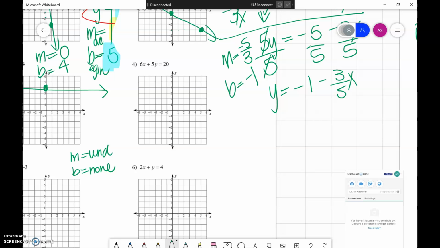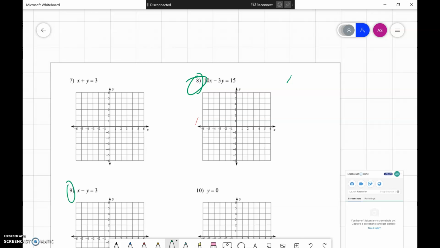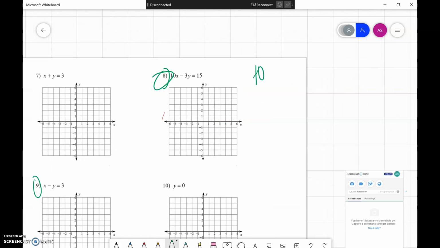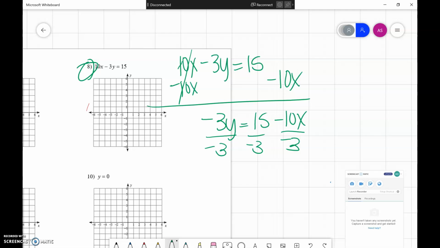And I'm going to do 2 more on the back side. So if you have a printer, hopefully you are able to print this out. So I'm going to do number 10. So 10x minus 3y equals 15. I'm going to subtract 10x from both sides. I have -3y equals 15 minus 10x. Then let's divide by -3. Again, I'm going to separate those so I can see how I'm dividing each term.